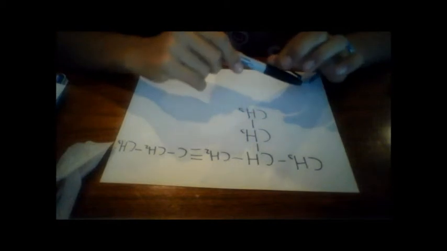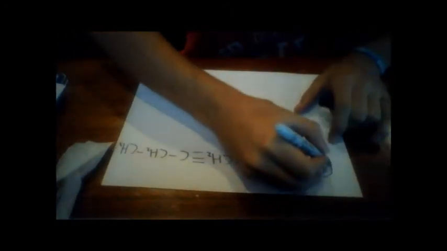I will show you how to name alkynes. The alkynes are a homologous series of organic compounds of hydrogen and carbon, where there is at least one triple bond between the atoms in the molecules. The first step you have to do is find the longest chain, like in this example.